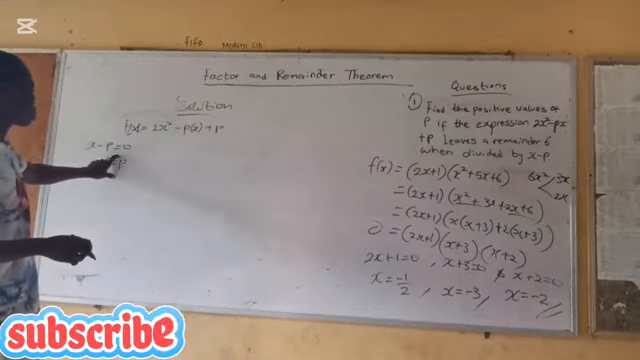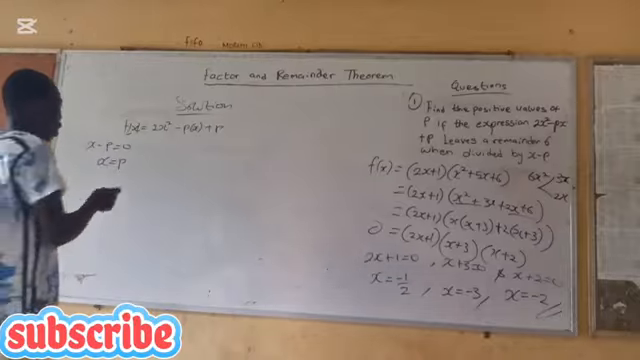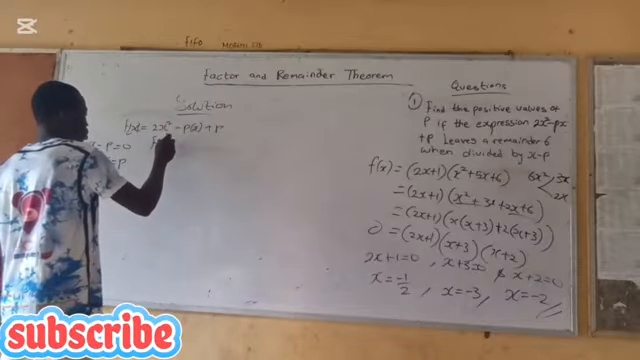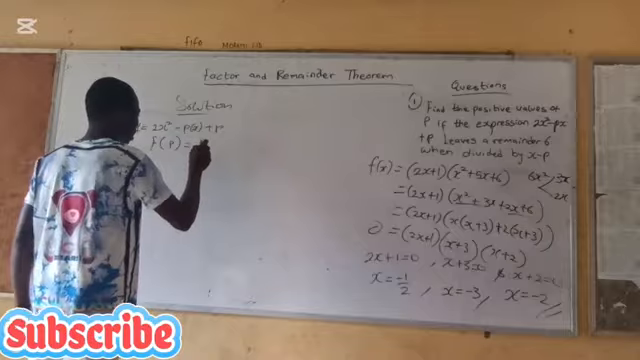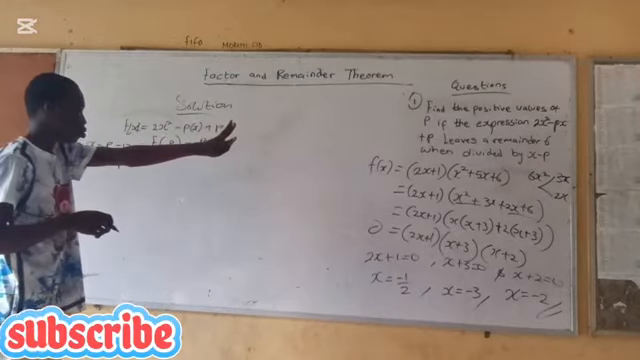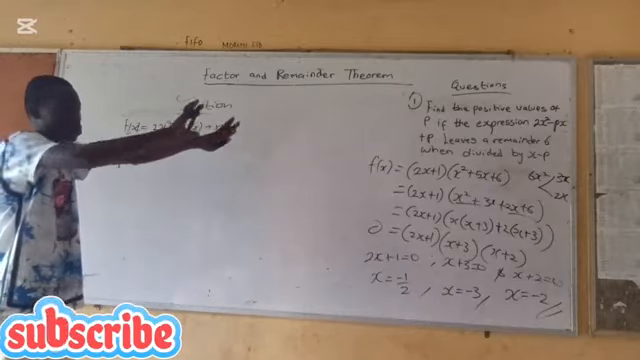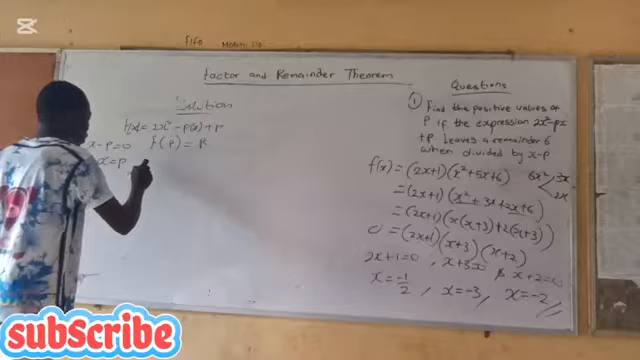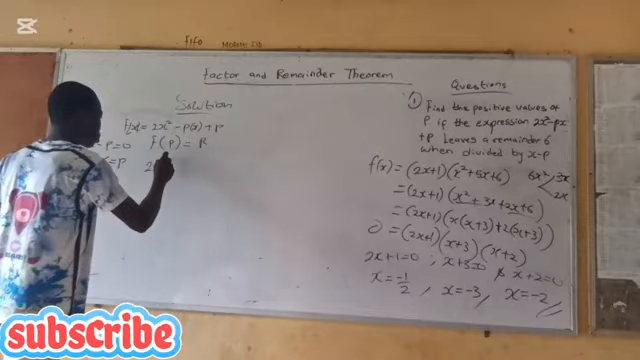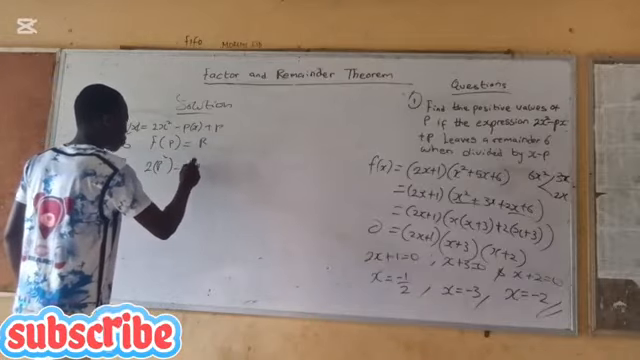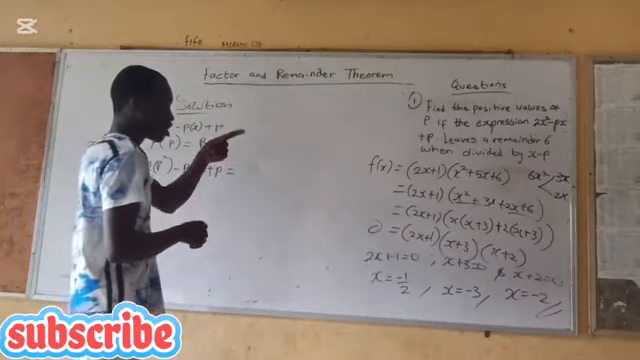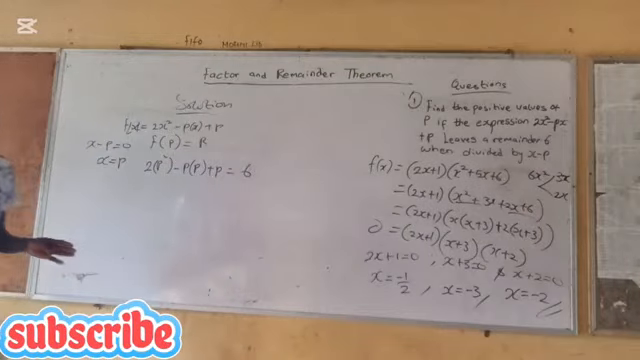Now we are going to substitute this into this function, and we are going to have f(p) equals our remainder, right? Now that's what we are going to do now. That's the meaning of this question. Or that's how to interpret this question. Now we are going to have 2, when you substitute p into this function, we are going to have p squared minus p multiplied by p plus p is equals to your remainder, which is 6. I hope you understand now.